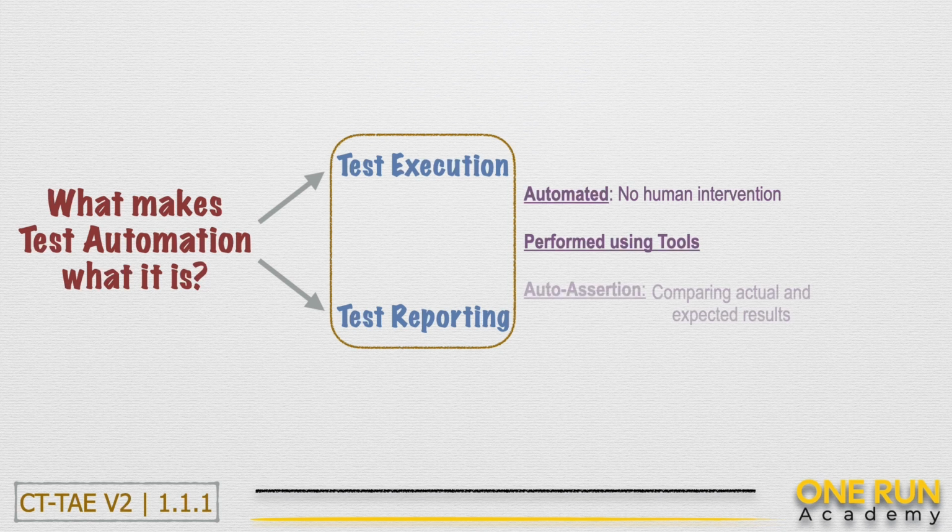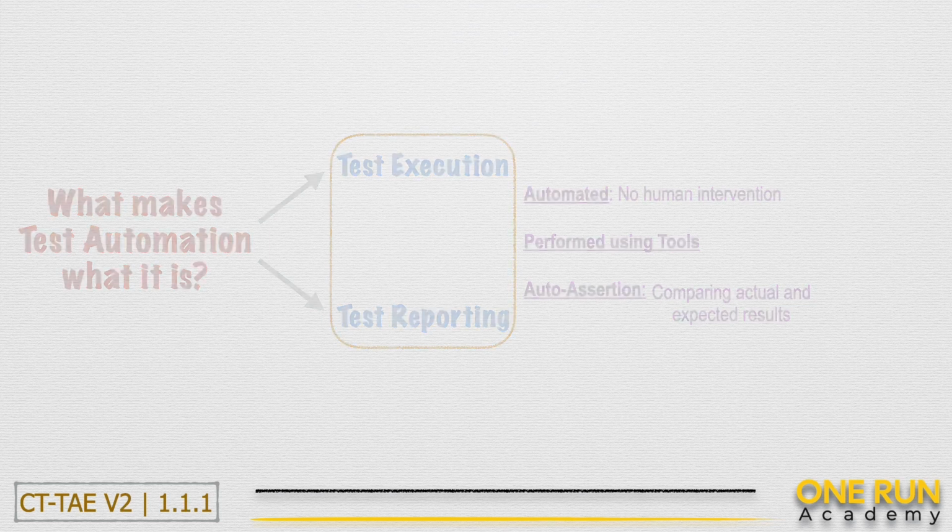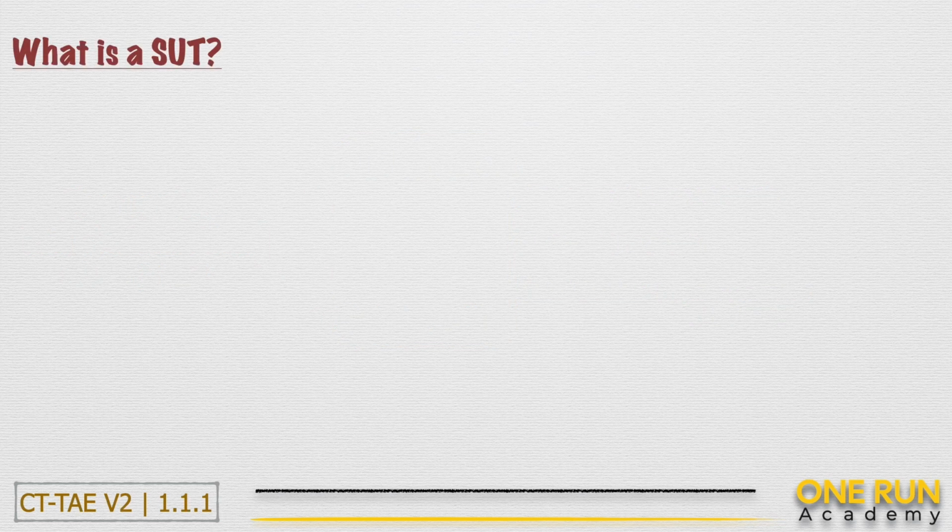And finally, auto-assertion. This is where the tool compares what really happened, also known as actual results, with what should have happened, aka expected results. So, long story short, if it's automated, uses tools, and can call out differences between actual and expected results, boom, we're talking test automation.